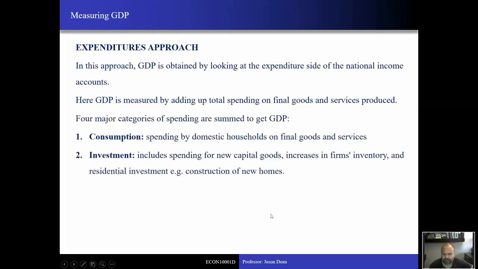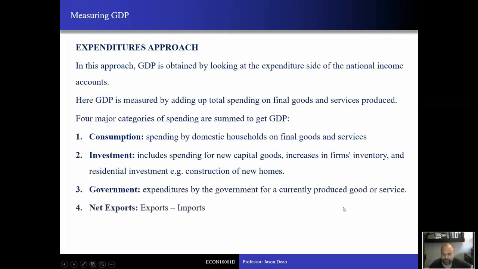Investment. Again, this includes spending on capital goods. We're not talking about financial investments here. This also includes increases in firms' inventory for unsold goods and residential investment, for example, construction of new homes. Then we have government spending. So this is expenditures for a currently produced good or service. And we have net exports.